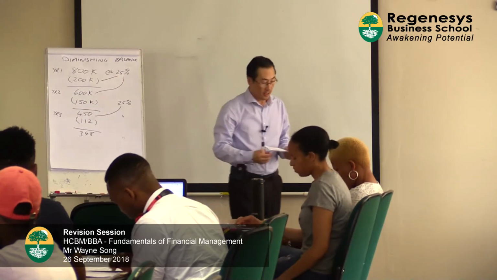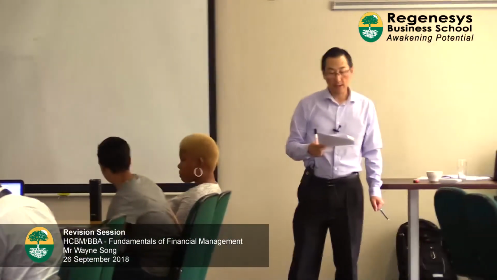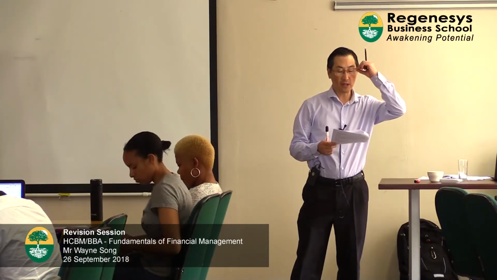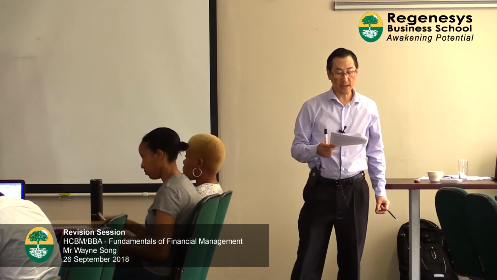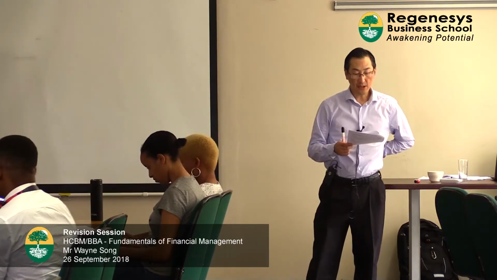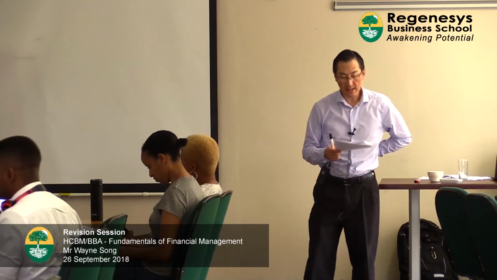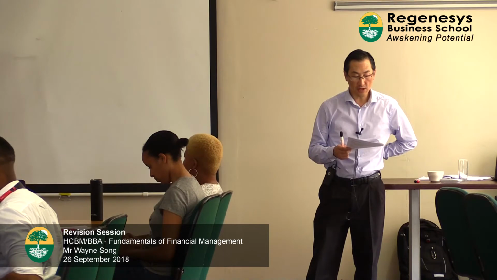All right? Question number 4. The following items were taken from the accounting records of Bowser Incorporated. The income statement account balances are for the year ending 31 December 2017. The balance sheet account balances are the balances at 31 December 2017, except for the retained earnings balance, which is the balance at the beginning of the year. So what are you required to do? You're required to prepare an income statement and a statement of retained earnings.